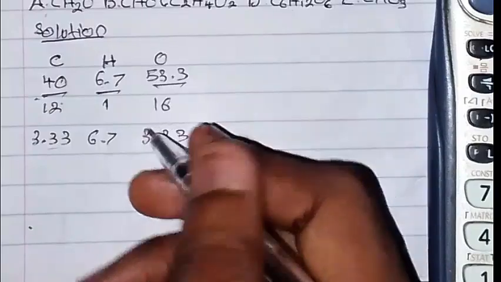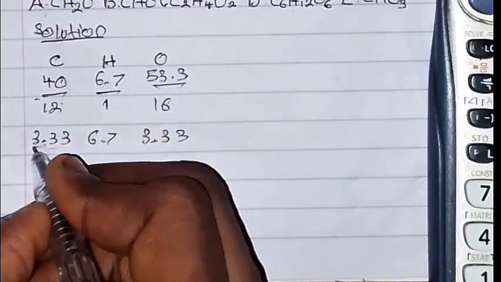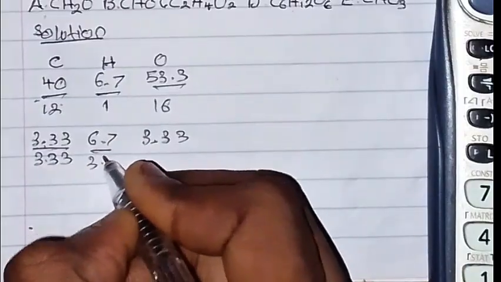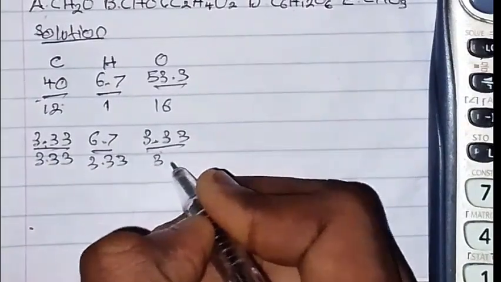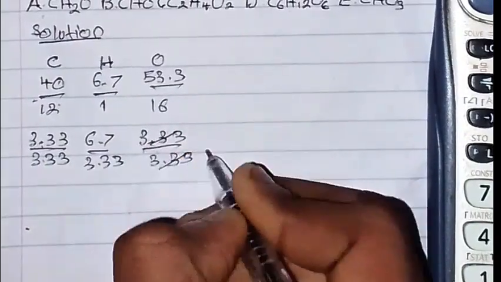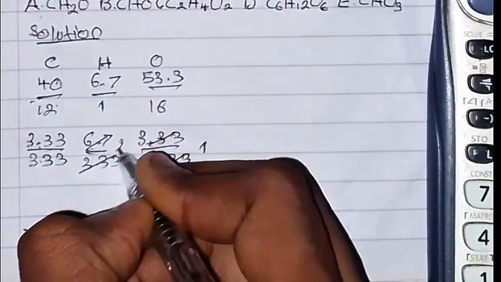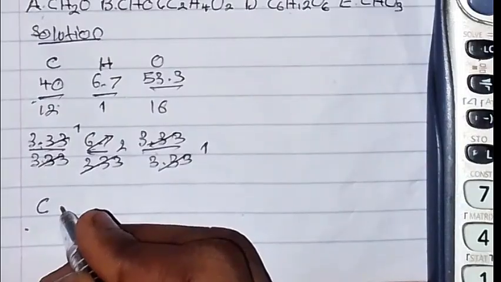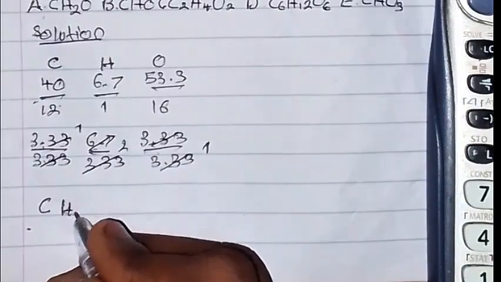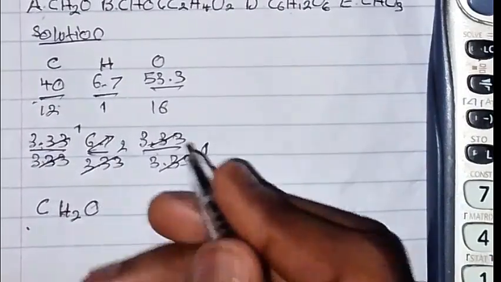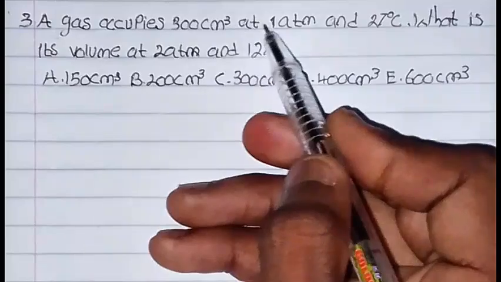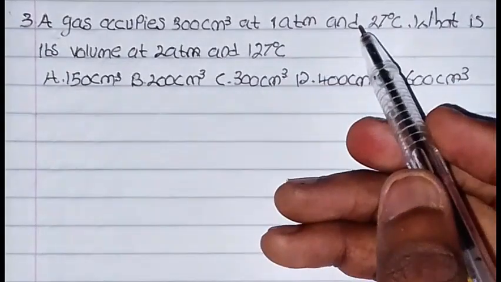In order to get the empirical formula, I'm going to divide by the smallest value, which is 3.33. This will give us 1, this will give us 2, and this 1. So 1 goes to carbon, left as C, 2 goes to hydrogen, and 1 to oxygen. So CH2O is our empirical formula, option A.